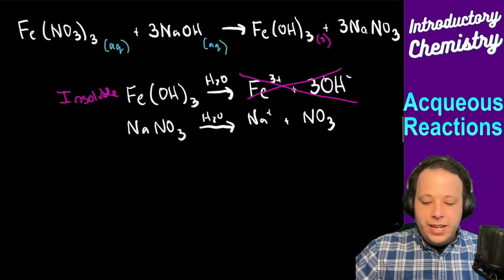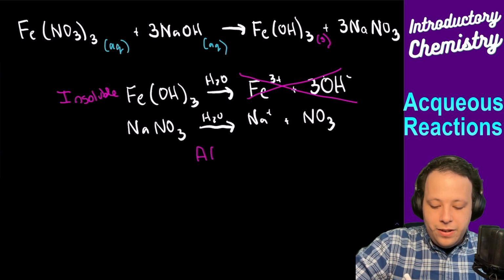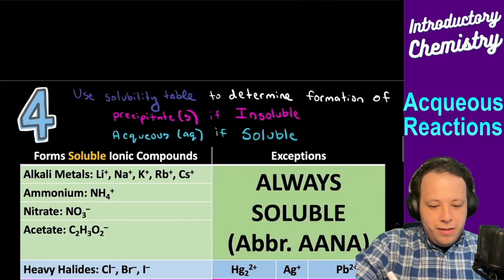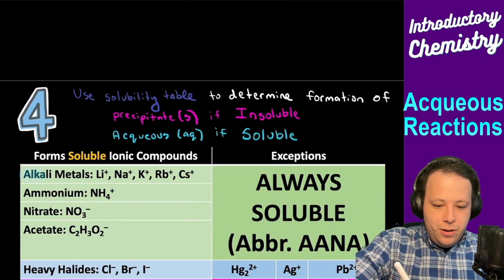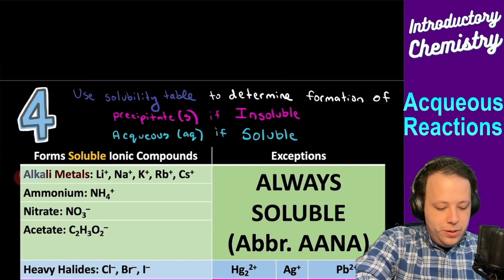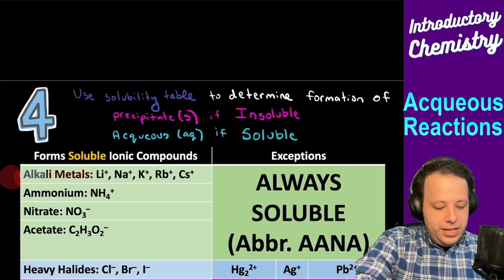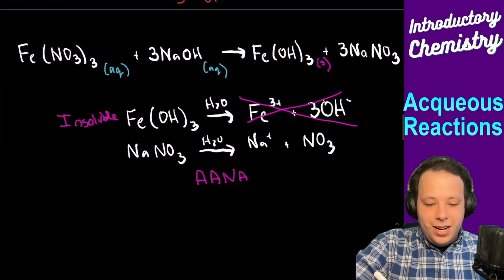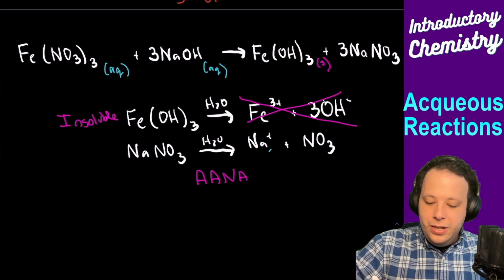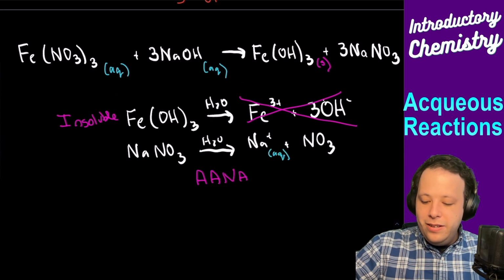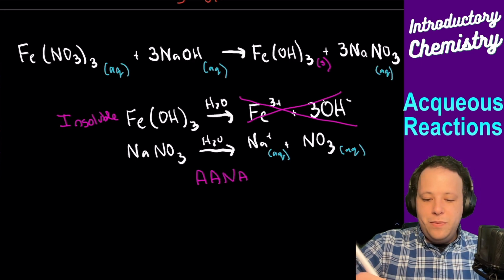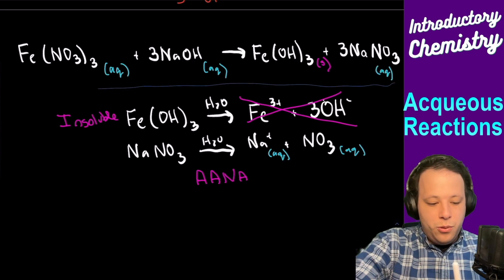Sodium nitrate, on the other hand, this actually goes under our ANA abbreviation, meaning that both of them, alkali metals, are always soluble no matter what. So we can see that here, and so are nitrates. They're both soluble all the time. So in this case, these are aqueous, so we can actually show that these are going to be making ions. So this would be our answer here, at least for this.